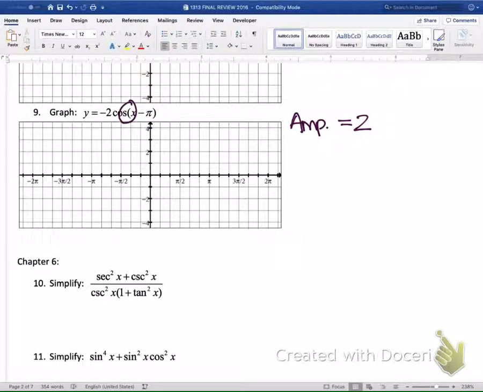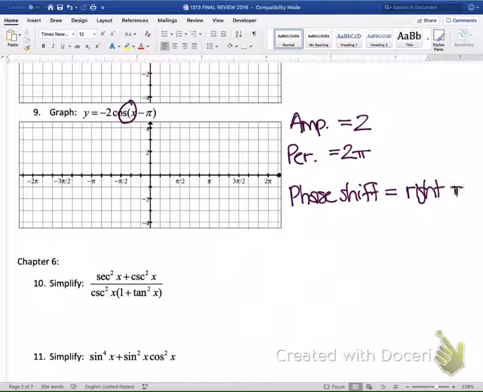There is none, which means it's 1. So that means the period remains at 2 pi. And the phase shift is inside the parentheses, which is really which way? Right pi, right? Because we should know the direction that it's going in. It shifts right pi because inside it's always the opposite of what it actually is.